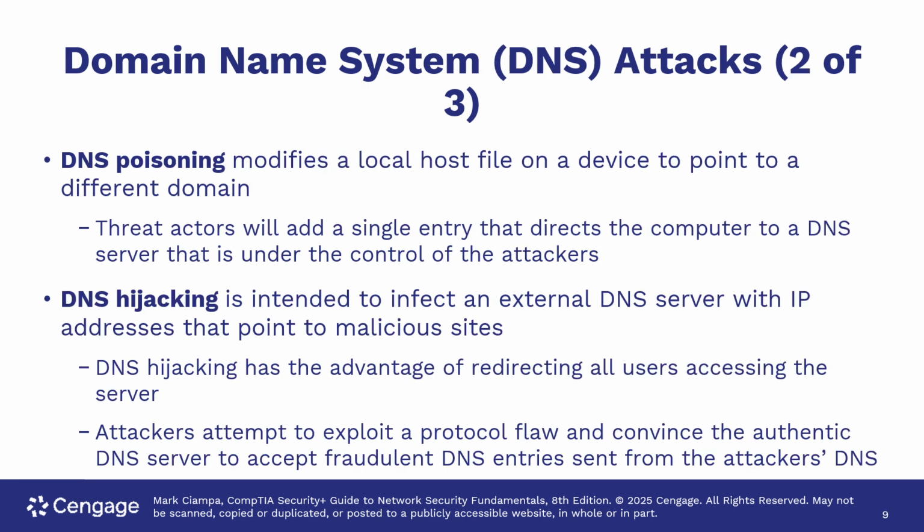DNS poisoning modifies the local host file on a device to point to a different domain. Threat actors will add a single entry that directs the computer to a DNS server that's under the control of the attackers. DNS hijacking is intended to infect an external DNS server with an IP address that points to a malicious site. DNS hijacking has the advantage of redirecting all users accessing that server.